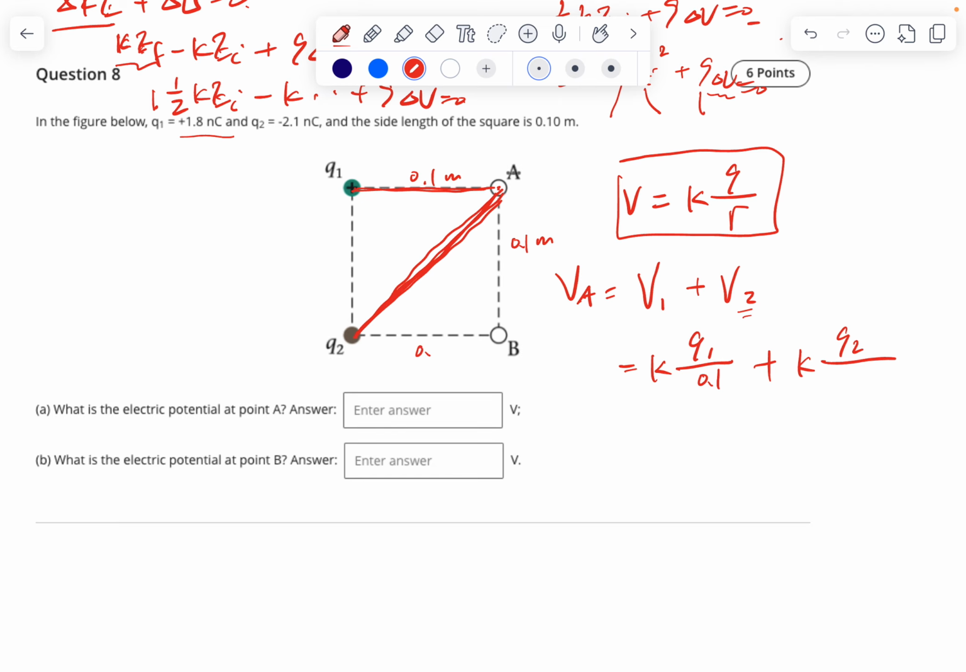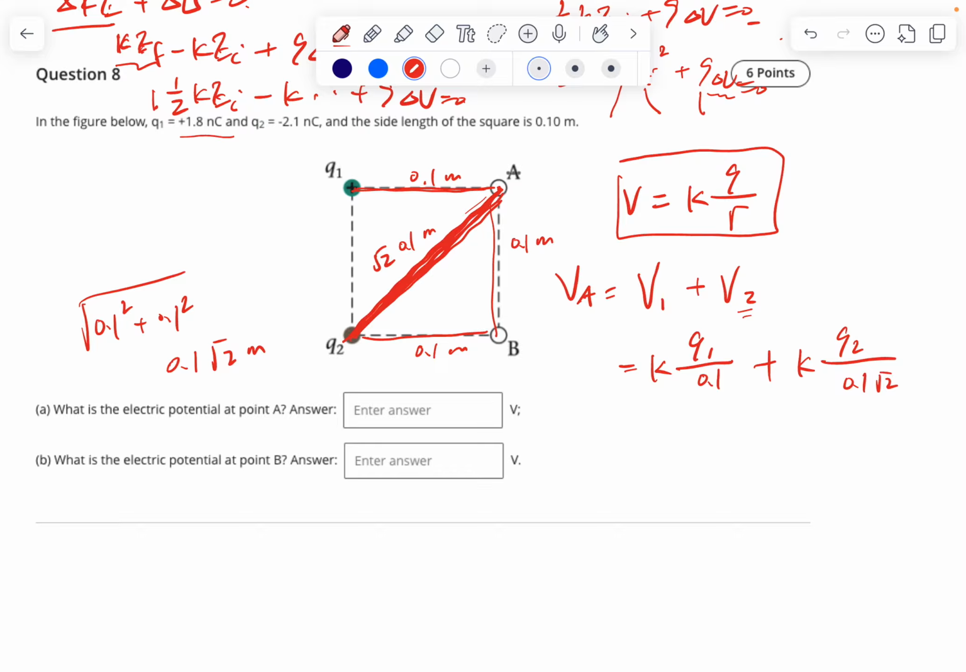So you have a side length of 0.1 meter. So what is the diagonal here? Basically the distance between A and Q2 is this diagonal. The diagonal will be the square root of 0.1 squared plus 0.1 squared, using Pythagorean. The answer will be 0.1 times square root 2 meter.